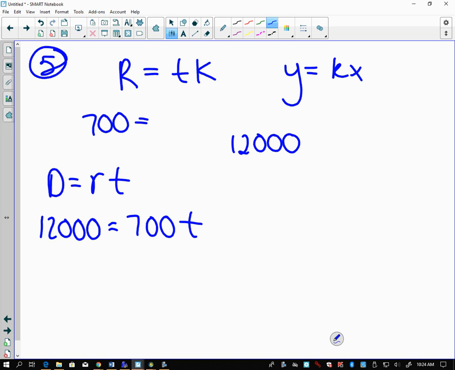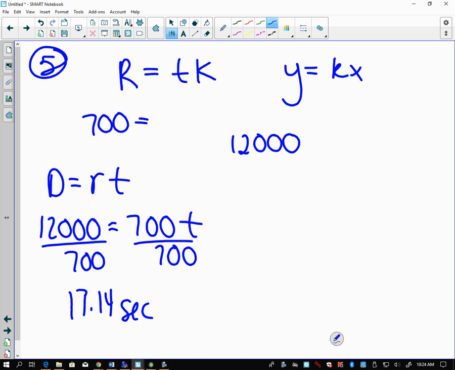Okay. So I would set it up like this. In that case, in order to solve for time, what would I do? Divide by 700. Okay. And it's kind of a made-up question, but what is 12,000 divided by 700? 17.14. So it takes 17.14 seconds, if something is traveling at 700 feet per second, to go 12,000 feet. Does that make any sense at all? Okay. All right.